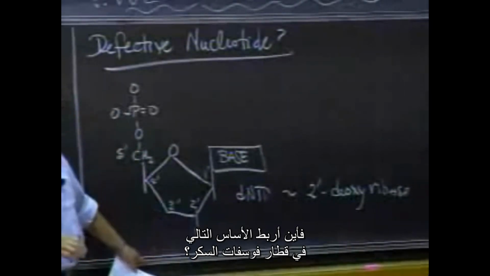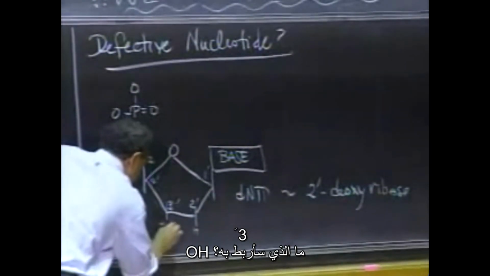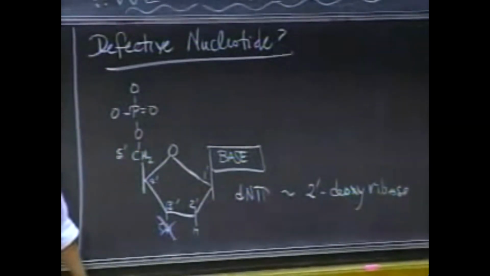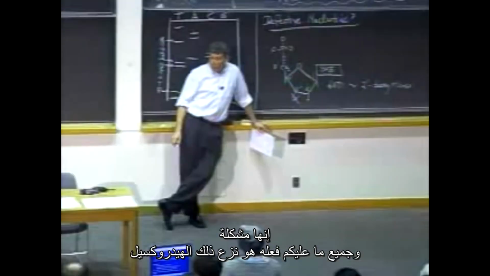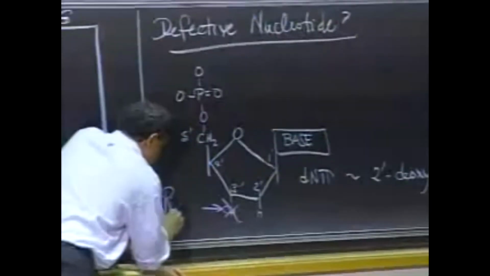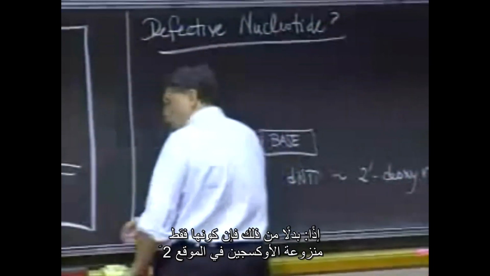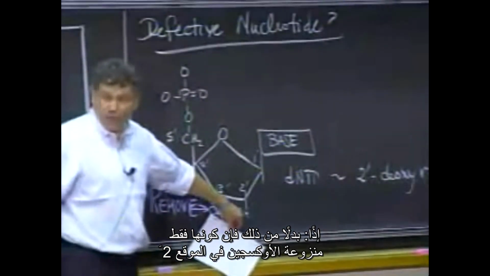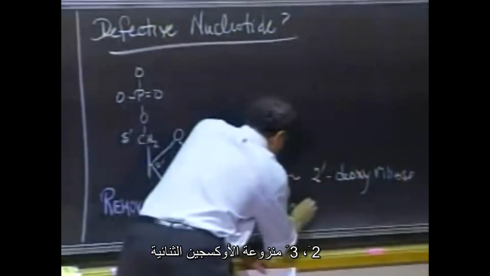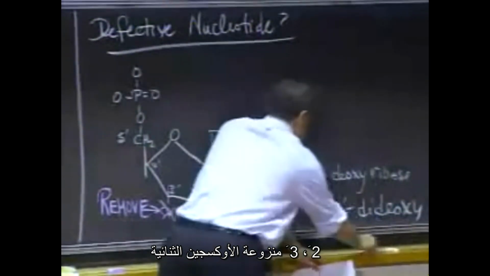Where do I now attach my next base in the sugar phosphate chain? 3' end. And what do I attach it to? The OH. What do you think would happen if there's no OH there? You're stuck. All you got to do is take off that hydroxyl group. No hydroxyl group. If you made nucleotides that don't have that hydroxyl group, they can't be extended. So instead of these being just deoxy at the 2' position, they are dideoxy. Deoxy at 2 positions. They are 2', 3' dideoxy nucleotides. That's it.